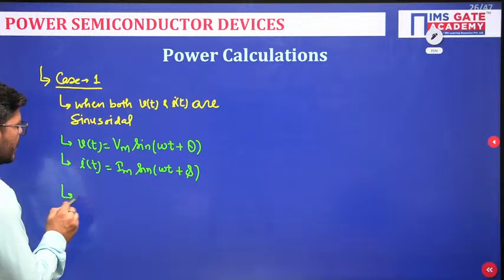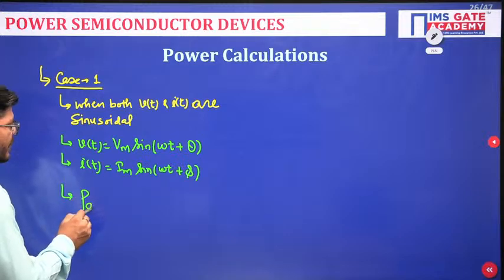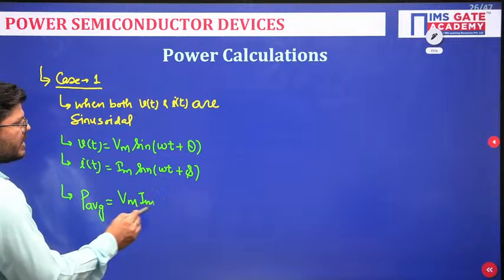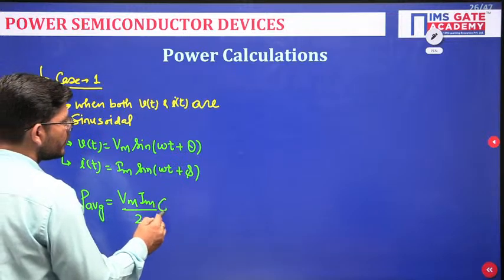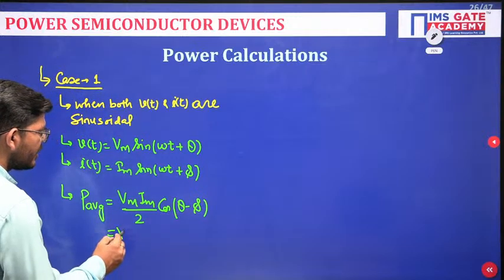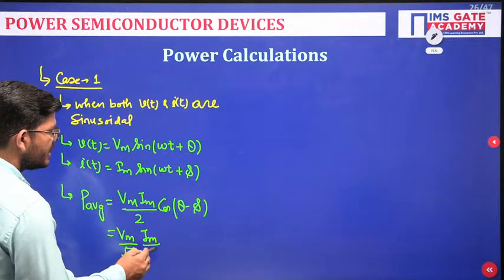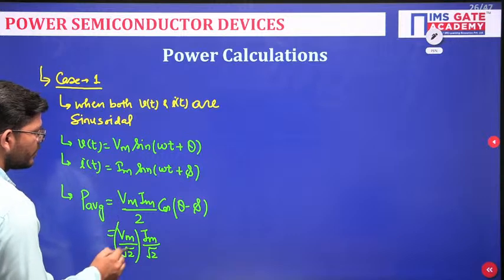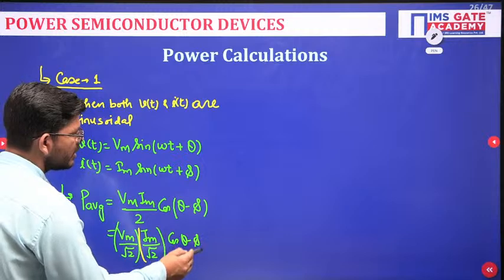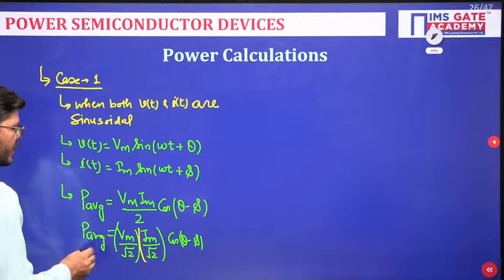In that case, the average power that you will be calculating will be equal to Vm Im by 2 cos of the angle between the voltage and the current. In another way you can write it as Vm by root 2, Im by root 2, and cos of theta minus phi. This is how you will be calculating the P average.